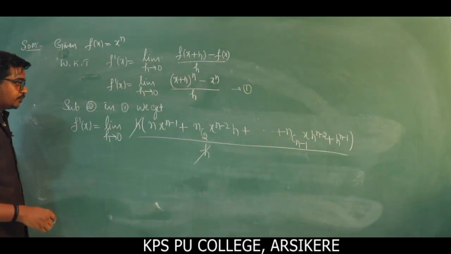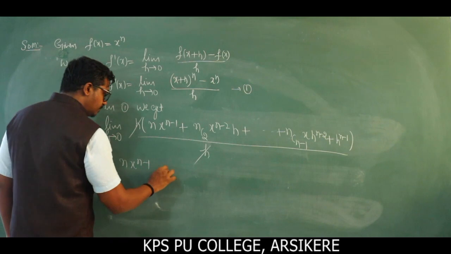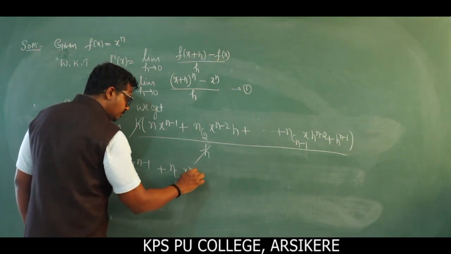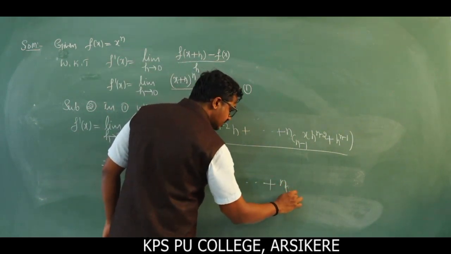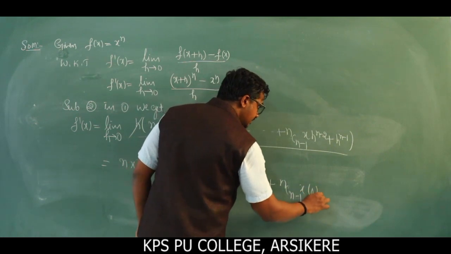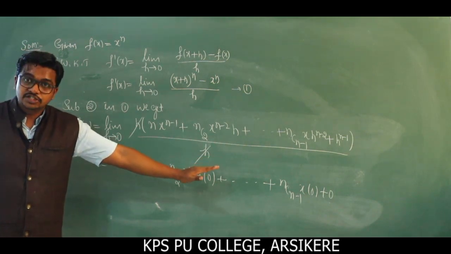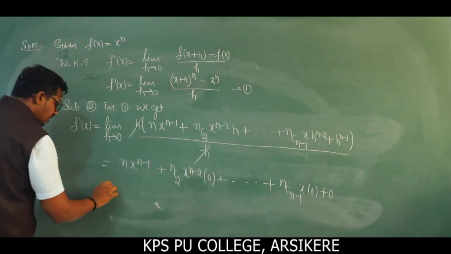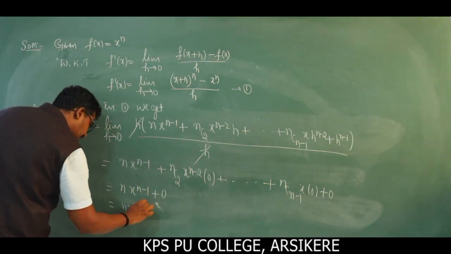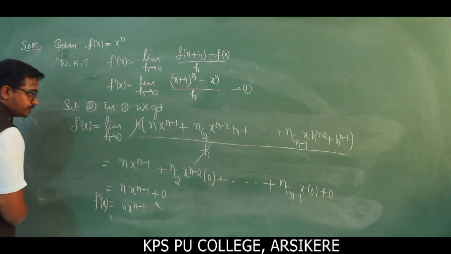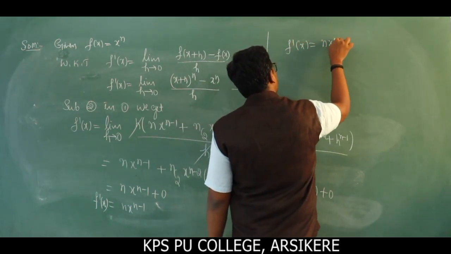If I apply limit as h approaches 0, we are left with n into x power n minus 1 plus nC2 x power n minus 2 into 0 plus and so on. In all the terms it has h, right? So that's why that becomes 0 there. So x into 0 plus 0. All the terms having h, hence the value becomes 0. So the total value becomes n into x power n minus 1 plus 0. We are left with n into x power n minus 1. This is f dash of x. Therefore, f dash of x is equal to n into x power n minus 1.